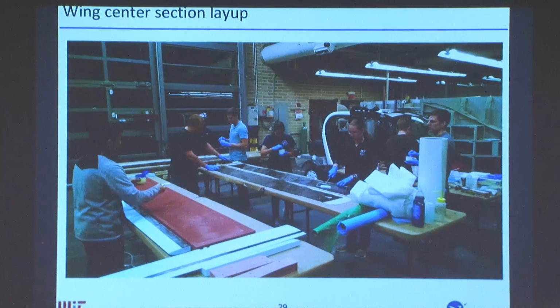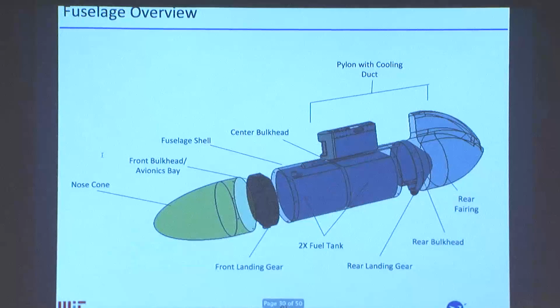Here's a whole crew downstairs doing a big wing layup. It takes a lot of people. You need people to cut things out, mix epoxy, roll epoxy, get molds ready, wax the mold, carry stuff around. It's a pretty involved process.